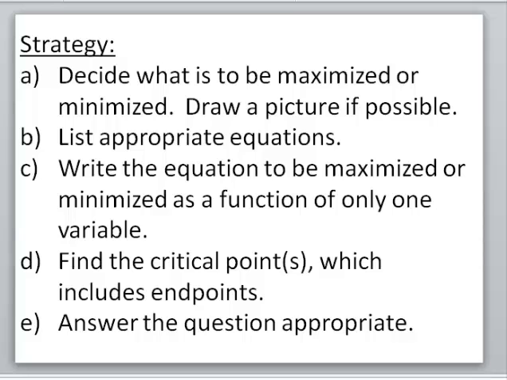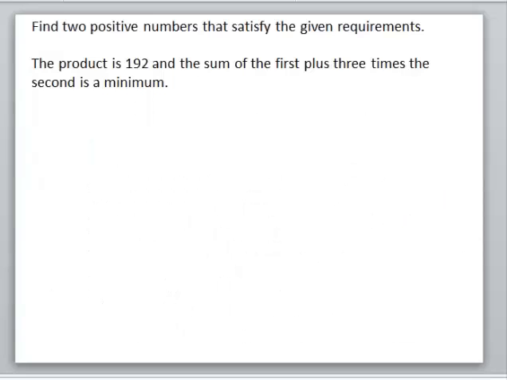The next thing we're going to do is list appropriate equations. The next thing is to write the equation to be maximized or minimized as a function of one variable. And then we're going to find those critical points and answer the question appropriately. It will make much more sense as we work through a problem.